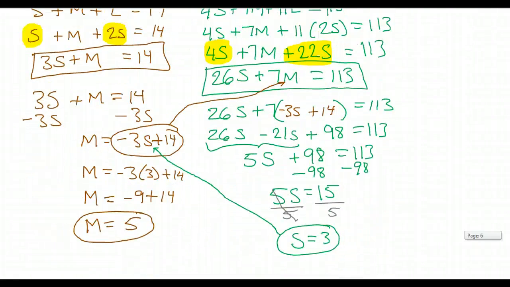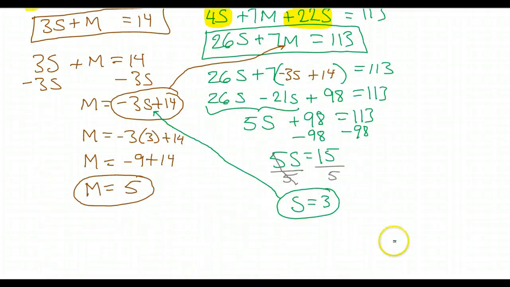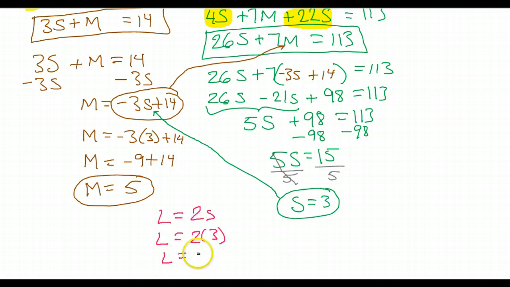We need the number of large quilts. Remember this guy? Number of large quilts is twice the number of small quilts. All right, we could use this pink equation. Okay, L equals 2s. Remember that? So if L is equal to 2s, that means it's 2 times 3. So that means we'll have 6 of those. Now we have all 3 values.